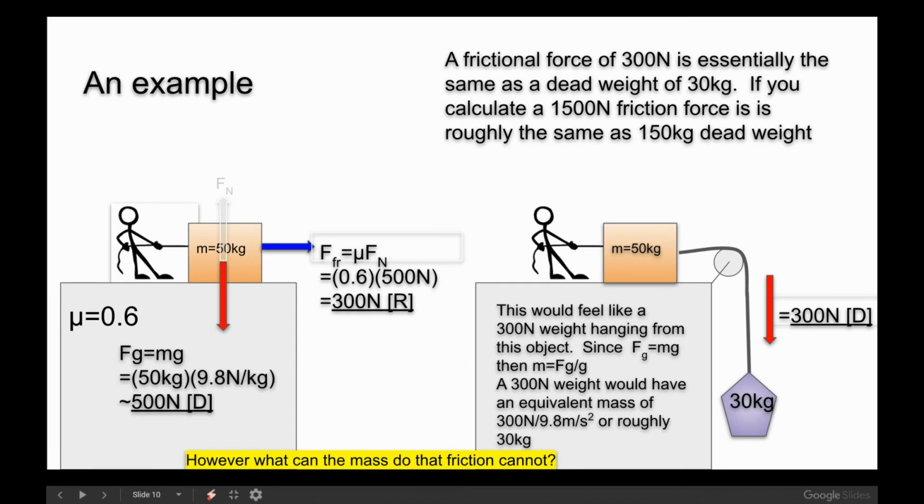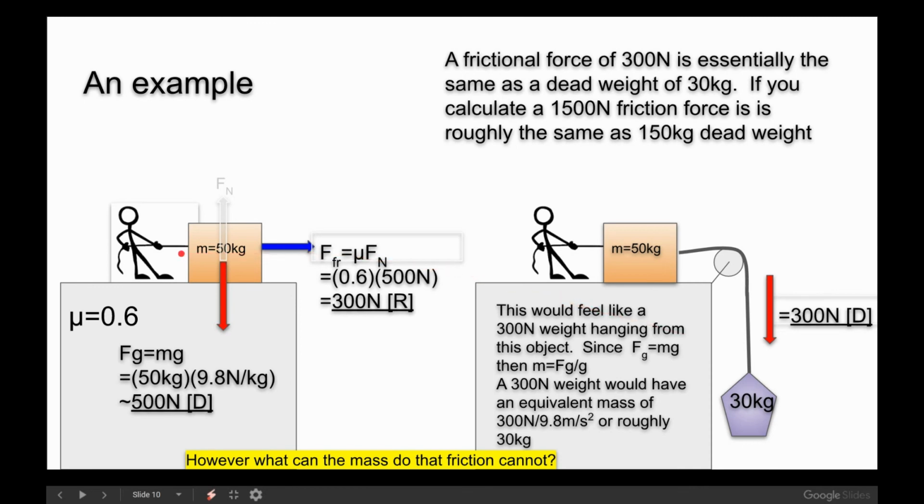However, what can the mass do that friction cannot? My substitution of friction for a weight makes the force understandable, but this is by no means a proper substitution. That weight can do something that friction cannot do.